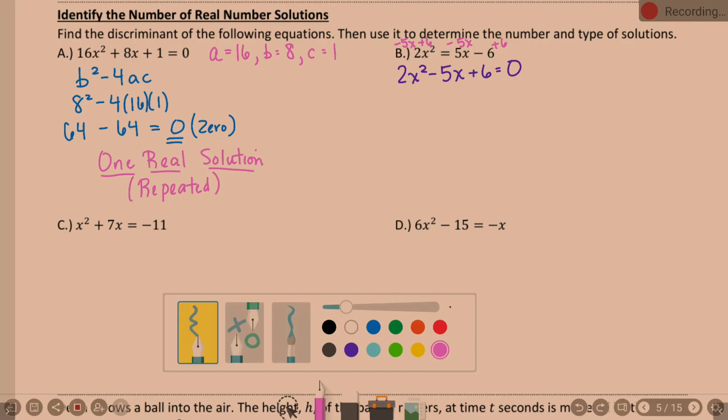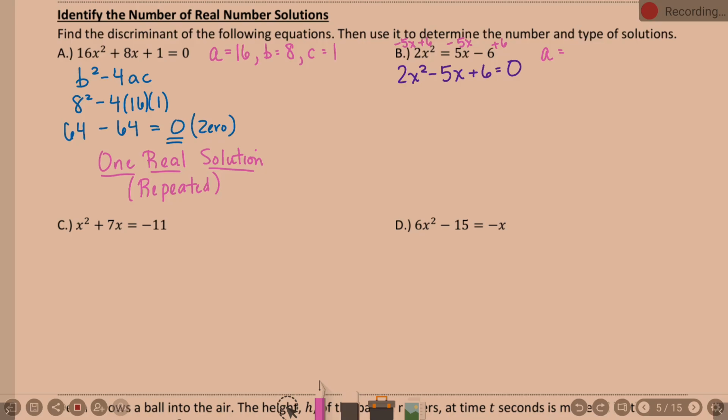So in that scenario, my A is 2, coefficient of x squared, B is negative 5, coefficient of x, and C is 6. Fill in your discriminant: B squared minus 4AC. And I will say, if you went the other way and all your signs are opposite mine, your discriminant will still work out the same. Just an FYI.